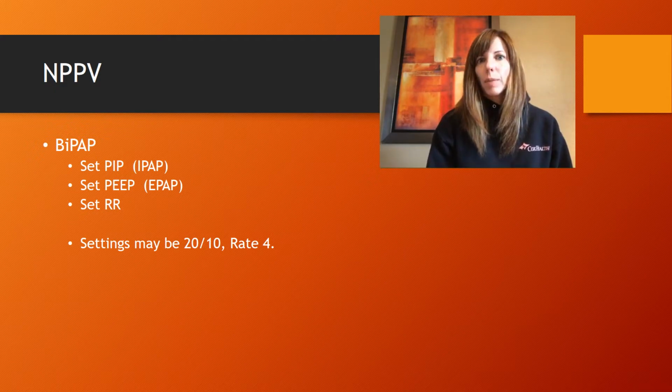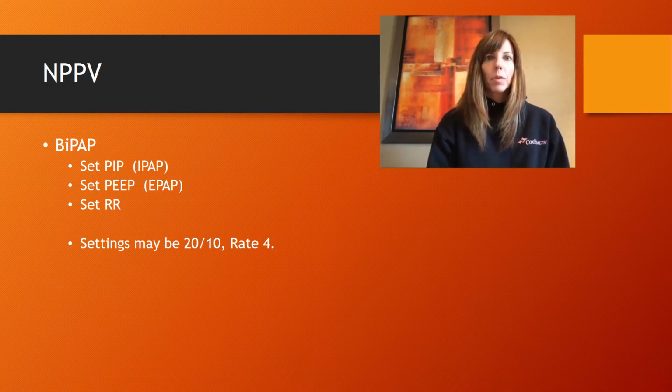And then you'll set your EPAP. Again, EPAP is PEEP, which fixes O2. And then you're going to set a respiratory rate. So you'll set your IPAP, your EPAP, and a respiratory rate.